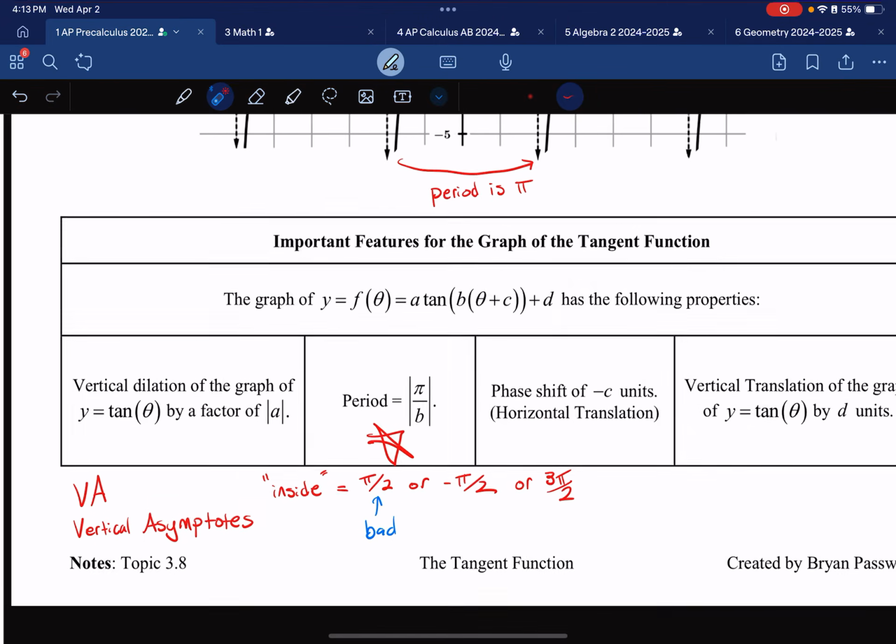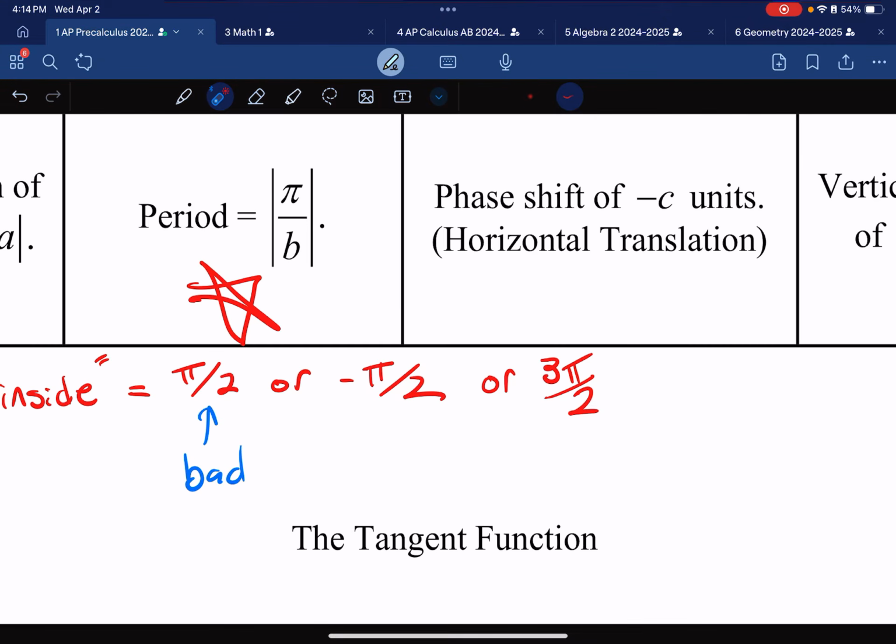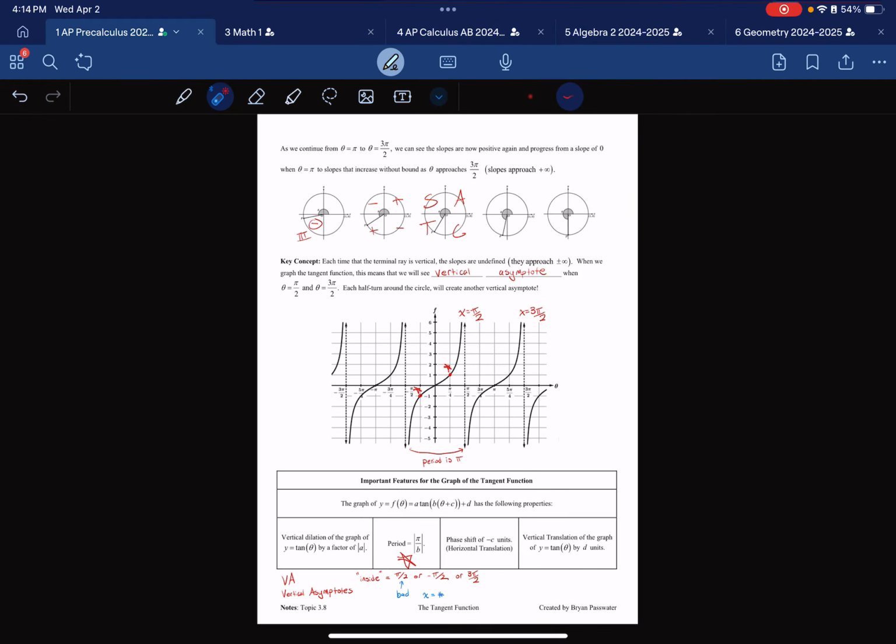So what do I mean by inside? Inside means everything inside the parentheses right here of the tangent. If you set whatever's inside to pi over 2, you will find those bad values, and those bad values generate vertical asymptotes. And they will always be of the form x is equal to a number, because vertical asymptotes mean you have x equal to a number. Horizontal asymptotes mean y is equal to a number. All right, let's continue on with this lesson.